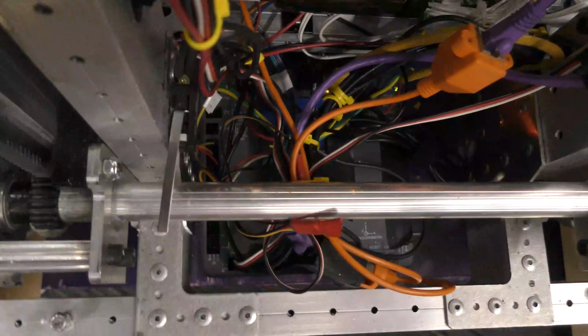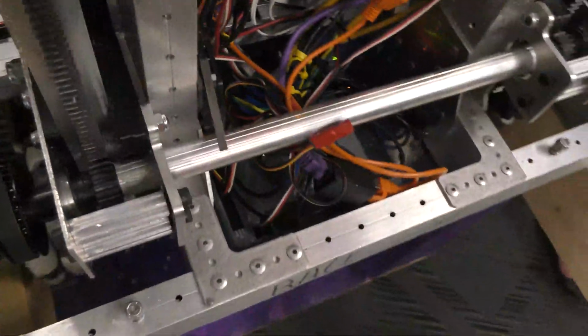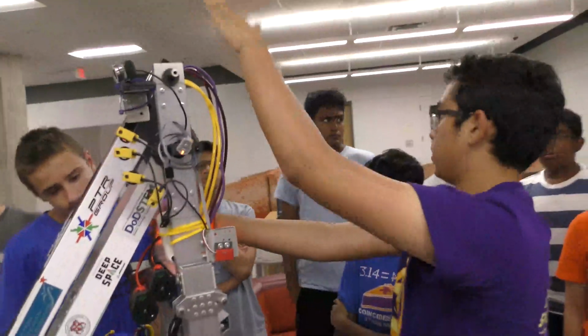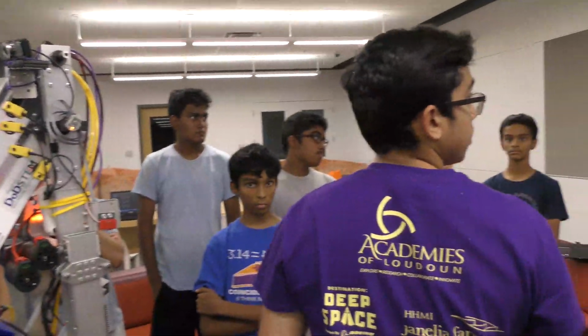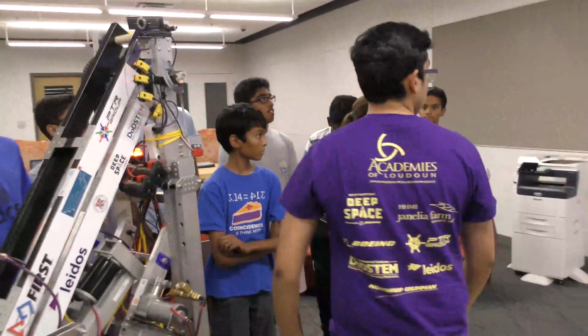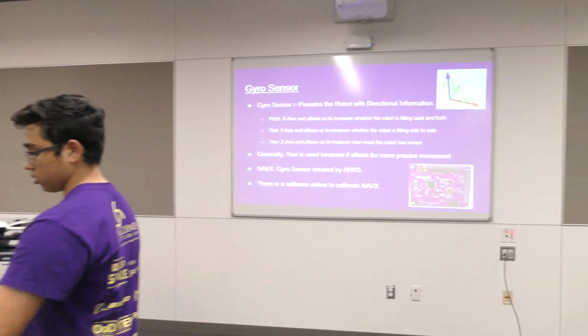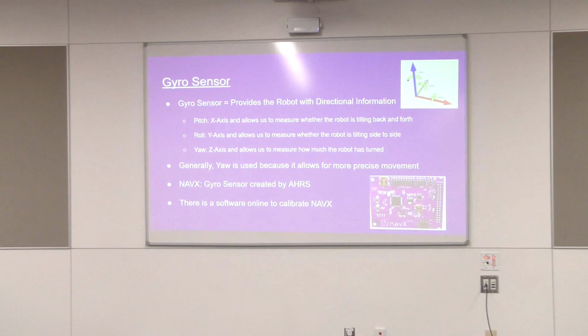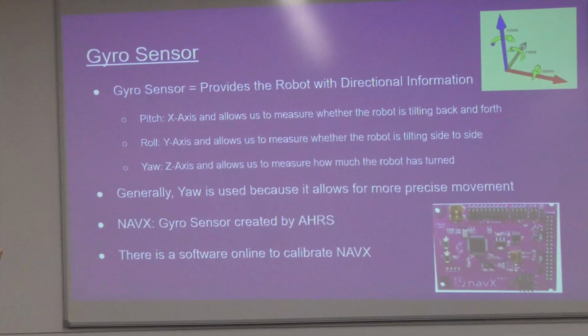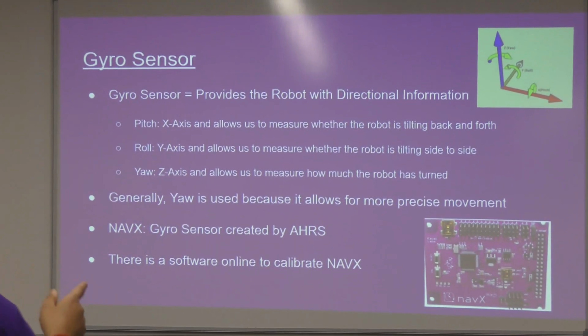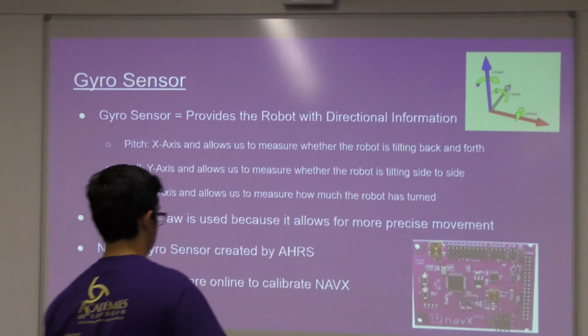If I'm moving along the y-axis, which goes out that way, back and forth, and if I move across the x-axis, which is that way, side to side. Or did I flip that? Yeah, side to side. So generally we use yaw, and the NavX sensor is the one that we use. It's created by Kauai Labs, and there's a library for that, so let's get you installed with the library.